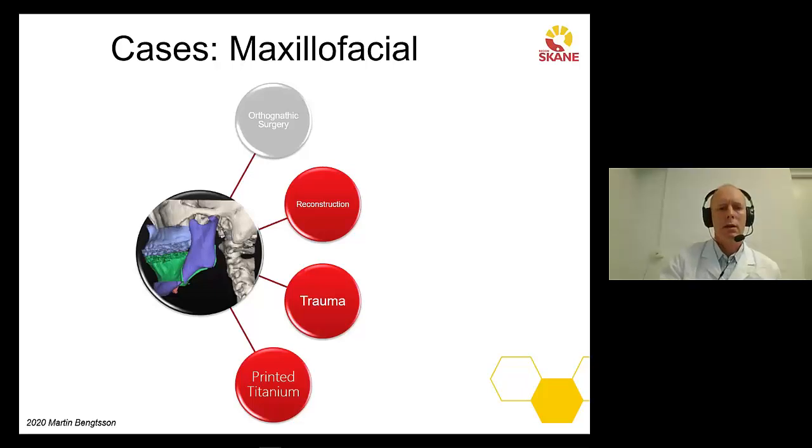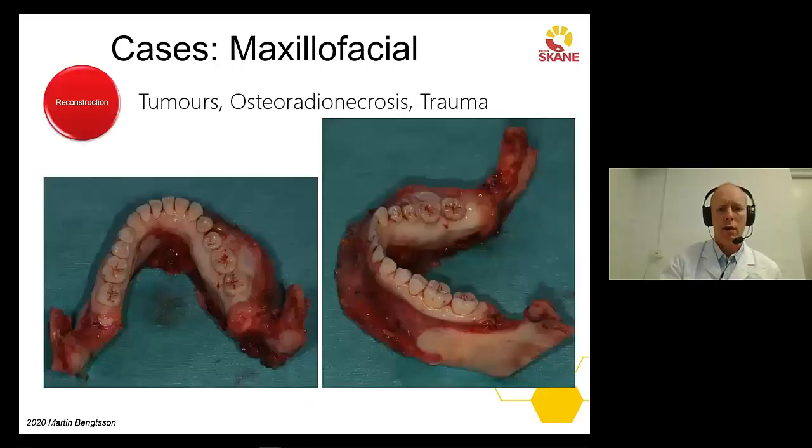So reconstruction is needed when we are missing a part of the body. And in the next picture, you can see here that we have a problem in this patient. We have been forced to take out the lower jaw, and that is because of a tumor in this case. You can see on the right side an osteosarcoma.